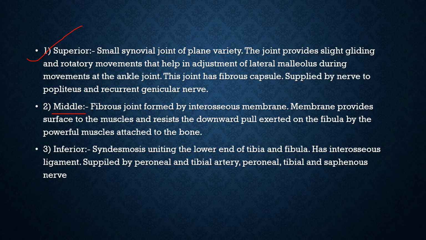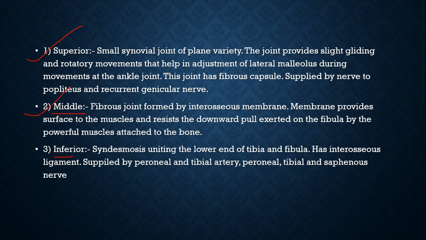There has to be that connection of the membrane, otherwise tibia and fibula will easily dislocate. Hence it binds the tibia and fibula, then resists the downward pull exerted on the fibula by the powerful muscles attached to the bone. This was all about the middle tibiofibular joint.